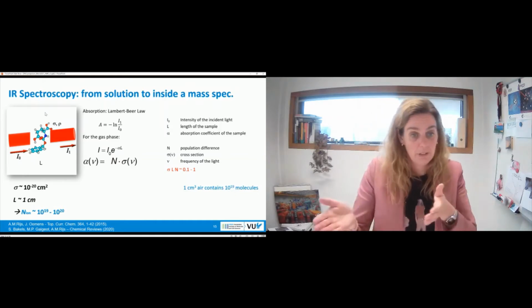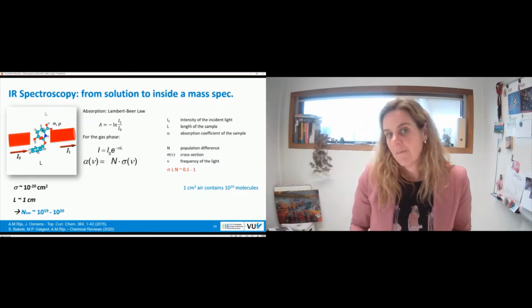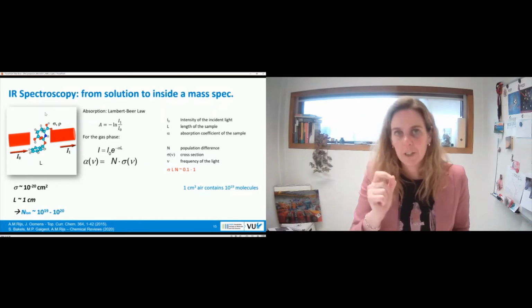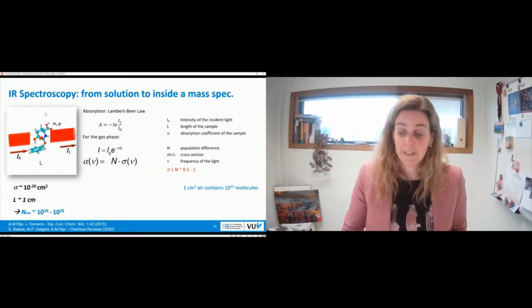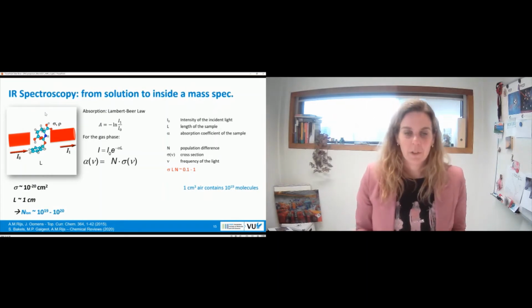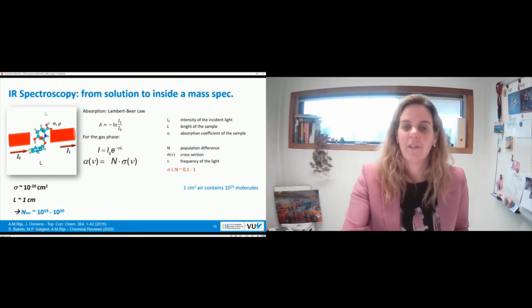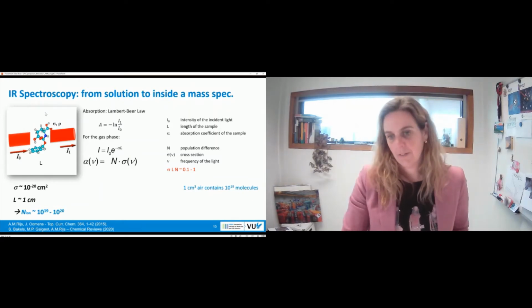So that would be okay. But we are not in air because we are in vacuum. So a mass spectrometer operates under vacuum conditions. So this is the mass spectrometer. You bring the molecules into the gas phase, and when they arrive in the ion trap, it is over here.